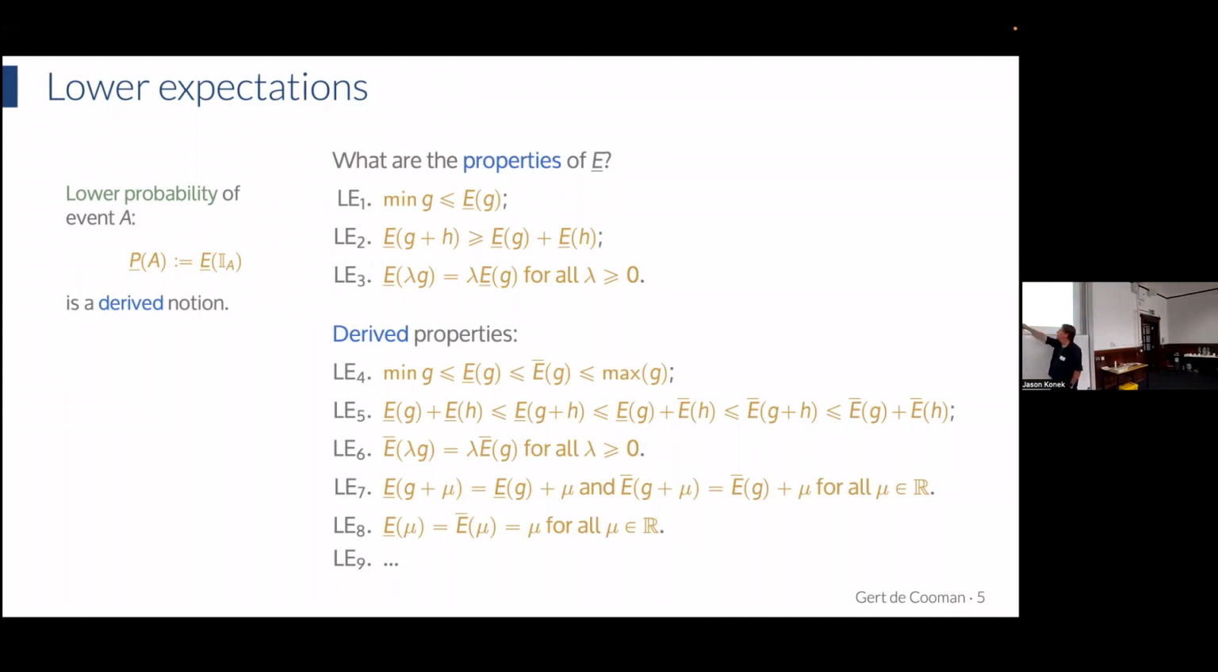Right, there is this constant additivity. If mu is a constant, then the lower expectation of g plus mu, I can take that out. I can take an additive constant out of the expectation operators, or the lower expectation operators. And these are normalization conditions. The lower and the upper expectation of a constant are equal to that constant.